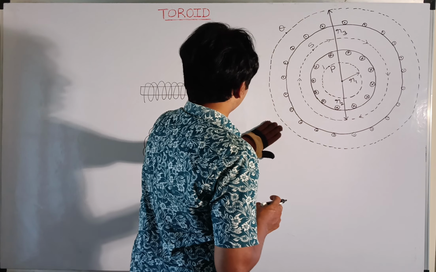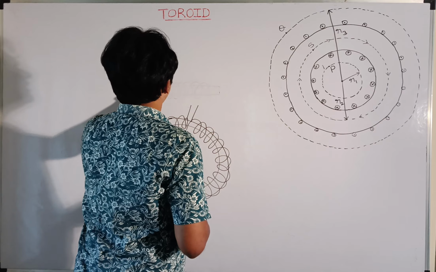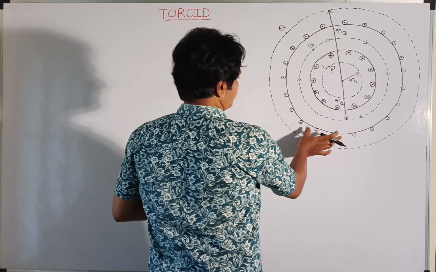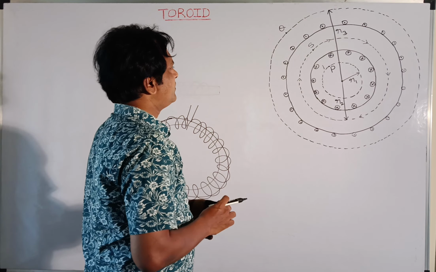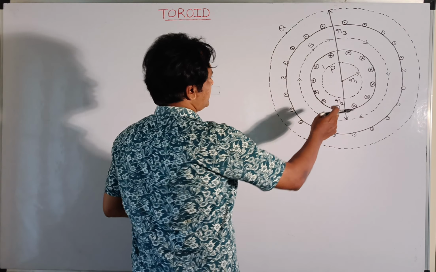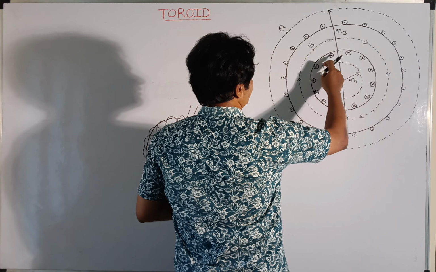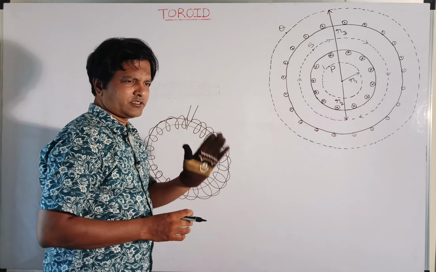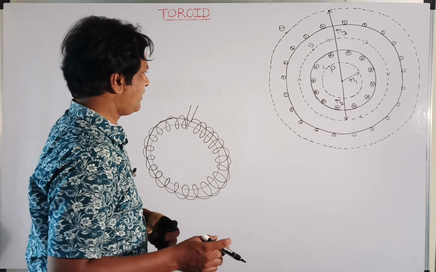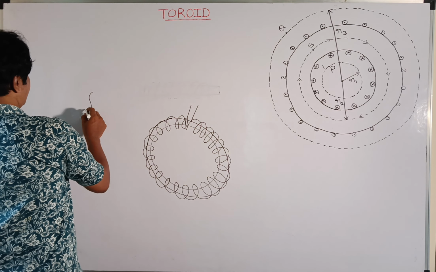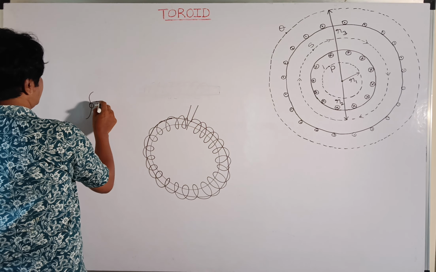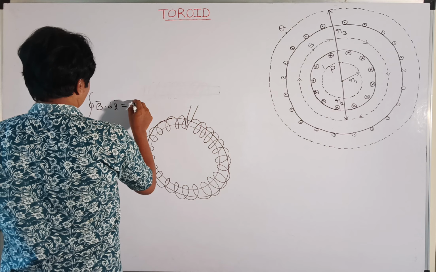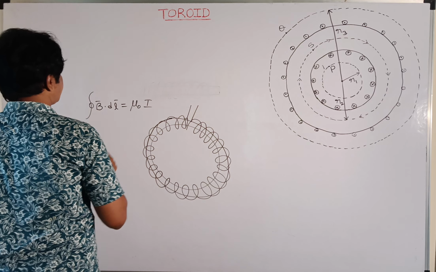In the same way the magnetic field will be calculated for this toroid. First of all, we see the dotted circle 1. To calculate the magnetic field, we are using Ampere's circuital law. What does it say? The line integral of B dot dl is equal to mu naught I.